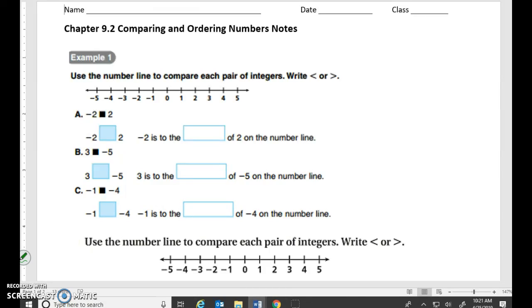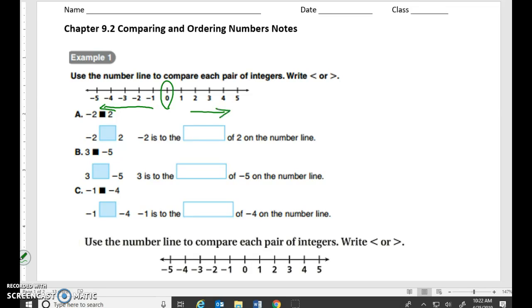Okay, 9.2, we're comparing and ordering numbers, and notice there's going to be negatives. So when we look at our number line, 0's right here in the middle. Anything to the left is negative. The further you go left away from 0, the smaller the number gets. And of course, to the right, the further you go up, the bigger it gets. So these are bigger, these are smaller.